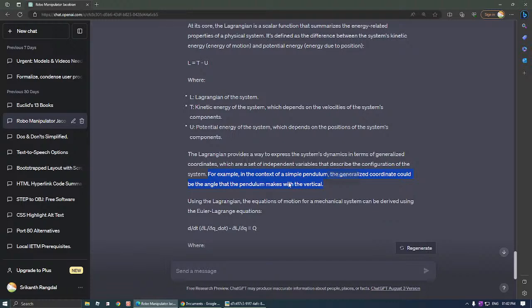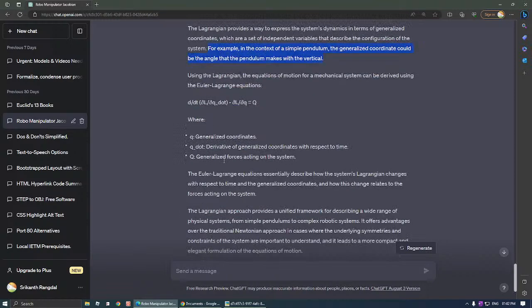All right, so using the Lagrangian, the equations of motion for a mechanical system can be derived using Euler-Lagrange equations. Oh my god, Euler-Lagrange equations, what these are. This is where a lot of calculus comes up, and this is what actually terrified me to start with. Here I am trying to understand this again. So let's understand what the notations used here are. So q is the generalized coordinate.